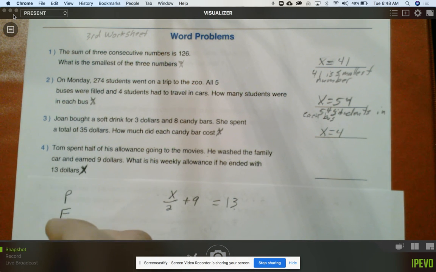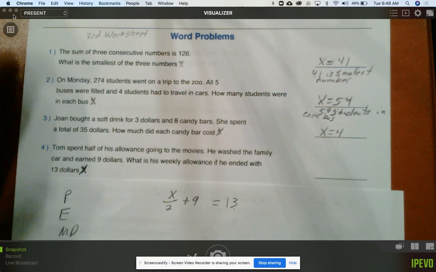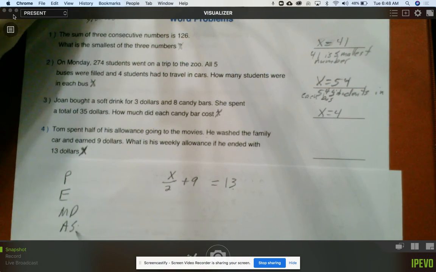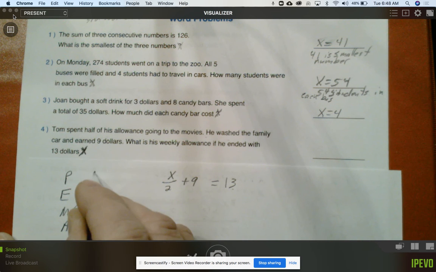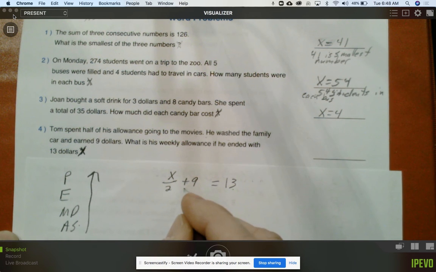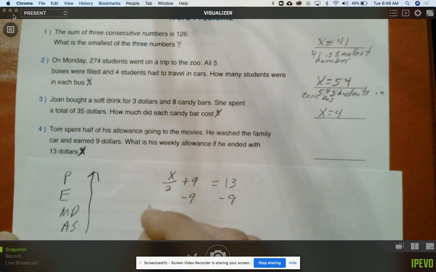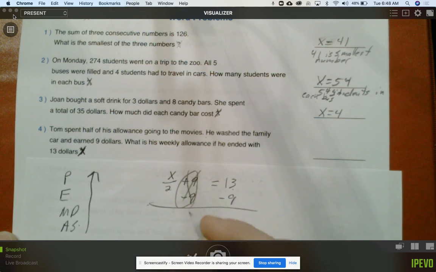I undo addition and subtraction first. Let's see if I can slide this up ever so slightly. I undo addition and subtraction first. So before division and multiplication. So I'm going to undo that. If I'm adding 9, I must subtract 9 from both sides. And that leaves me with, yes, you guessed it, a 0 pair here.